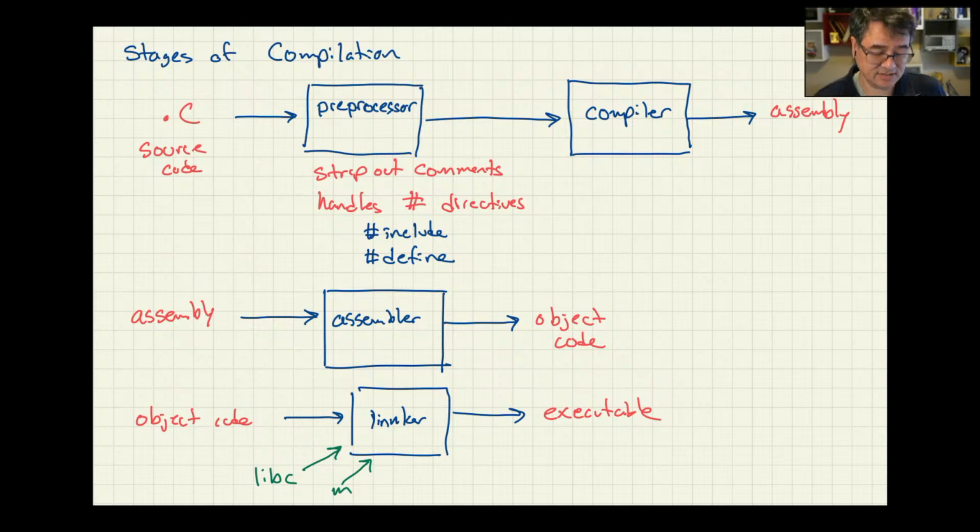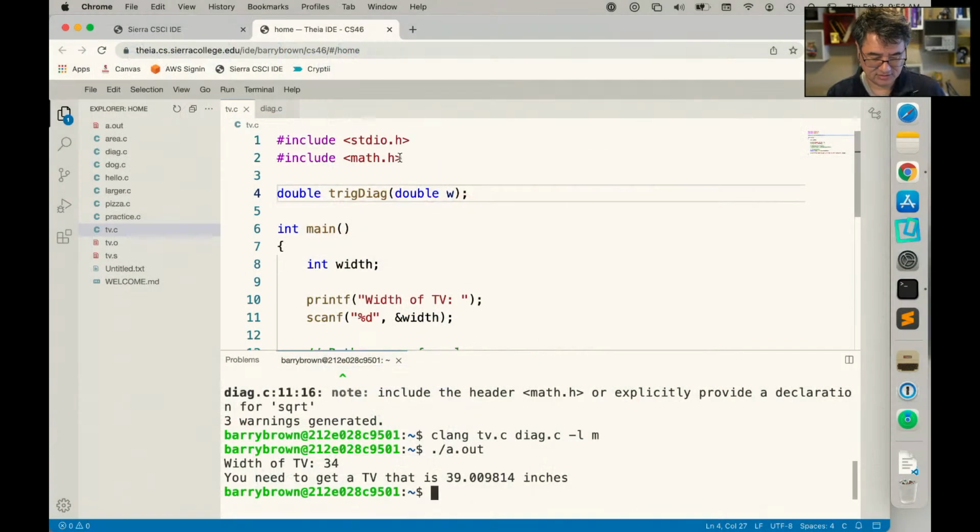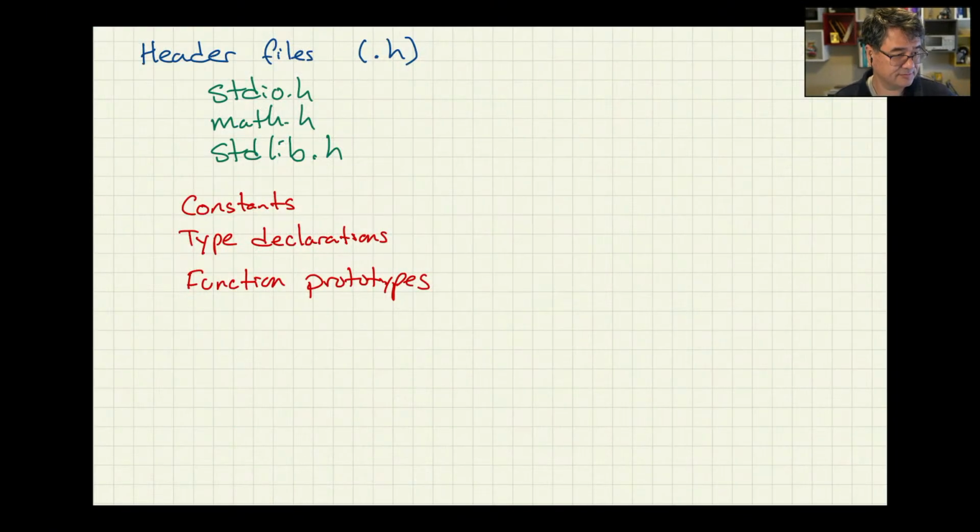Okay, so what's in these header files? What's in these files that we include at the top of a program? So header files, with a .h, are actually just C files. They contain things like constant declarations, type declarations, which we'll get into a little bit later, and function prototypes. So these header files typically do not include any actual code.